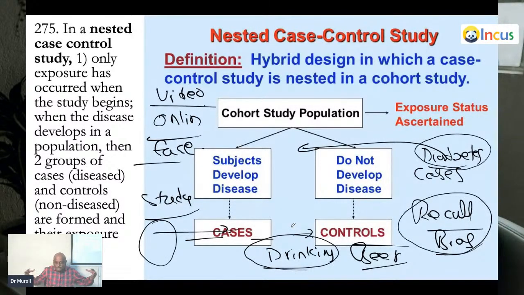So you combine the best of these two worlds and create what is called nested case control. So what you do is you will take a cohort study. You will take a cohort, a study population, right?